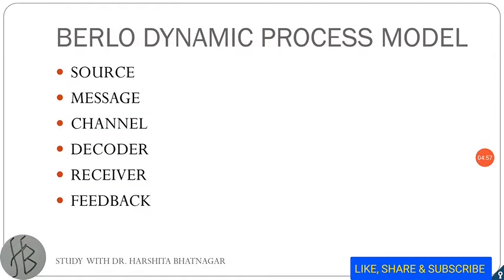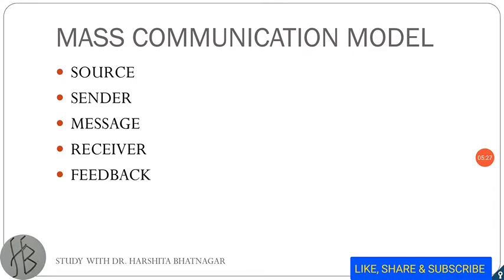The next model is the Berlo dynamic process model. Here, the main factors are source. Source means ideas, thoughts, information, message. The message is encoded. Then the channel means the medium. Then the communicator, meaning the sender, is sending the message, and then the receiver will receive the message, decode the message, and give the feedback. Next is the mass communication model. Here the sequence is source, sender, message, receiver, and the feedback.